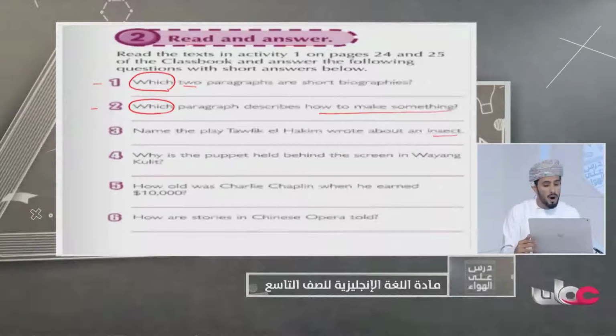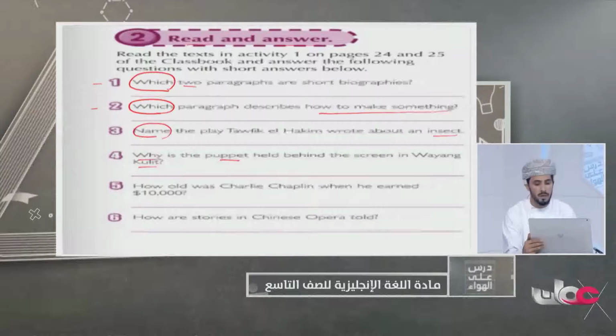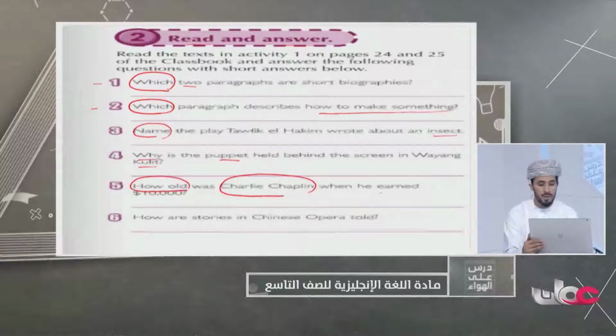Number 4, why is the puppet held behind the screen in wayang kulit? Here, name means you have to give the name. Why means لماذا. So they are going to talk about the puppets, and these puppets are held behind the screen. Why? We don't know. We will find the reason in the paragraph after reading. Number 5, how old was Charlie Chaplin? How old means كم العمر. How old was Charlie Chaplin when he earned $10,000?